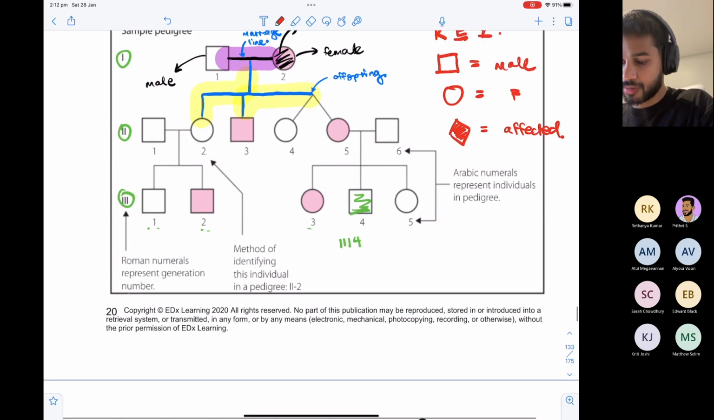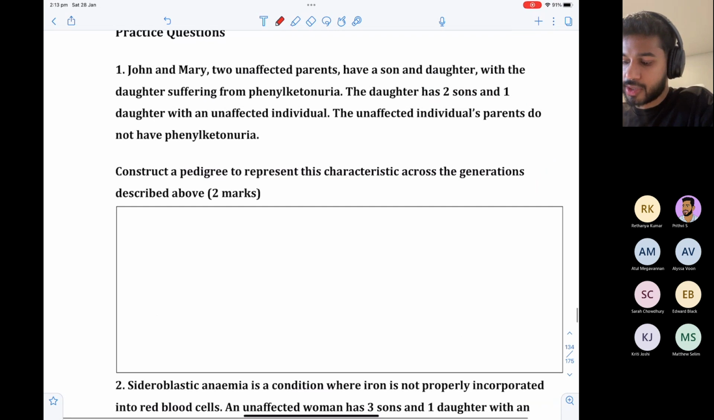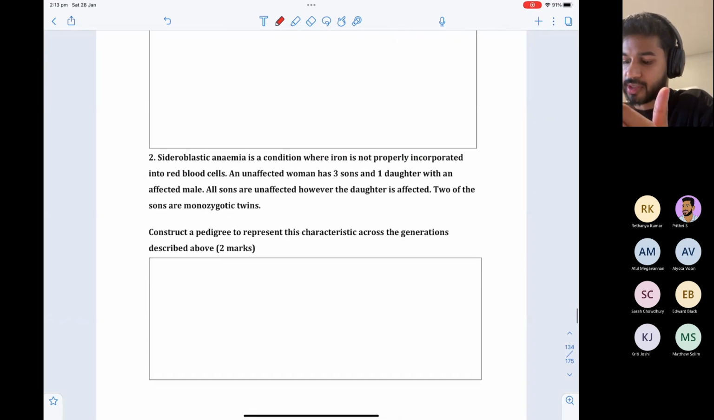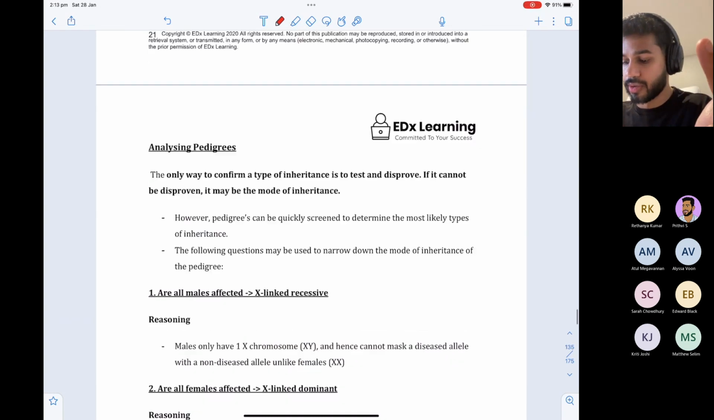Does anyone have any questions? Pedigrees aren't too bad to interpret, but we're going to start jumping into how to quickly answer pedigree questions. Good. All right, so you guys can do the practice pedigree construction questions in your own time. So I'm going to asterisk this page. I want you to do these questions. And if you already have, very good, right?